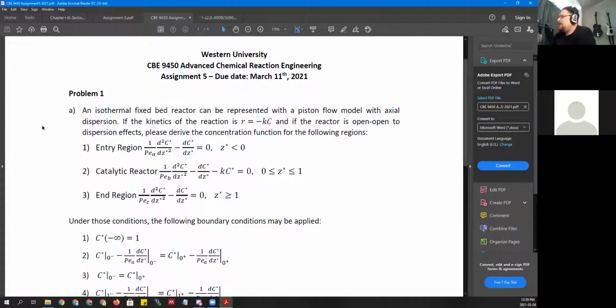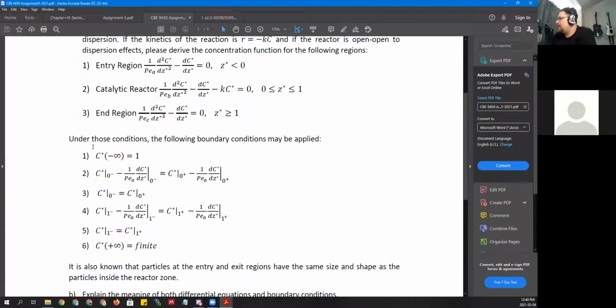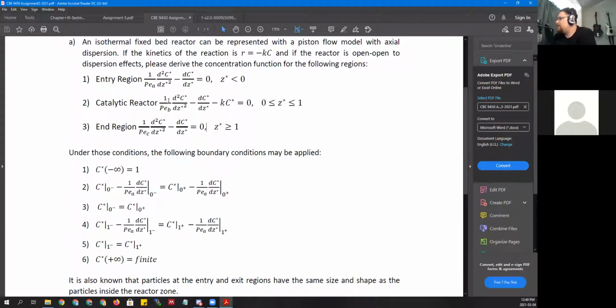And the assignment, it talks about this fixed bed reactor, and it can be represented with a PFR with axial dispersion, which just means that it is not perfect. And we have the kinetic reaction, and then we have the 3 regions as we just described previously. You have the equation for the entry, the equation for the catalytic part with the reaction included, and the equation for the end region. And you have these conditions. There are boundary conditions that you have to apply, but also that you have to explain. So as you can see, this problem is mostly about solving these 3 equations.